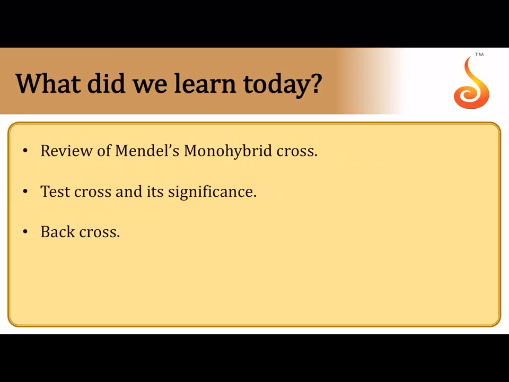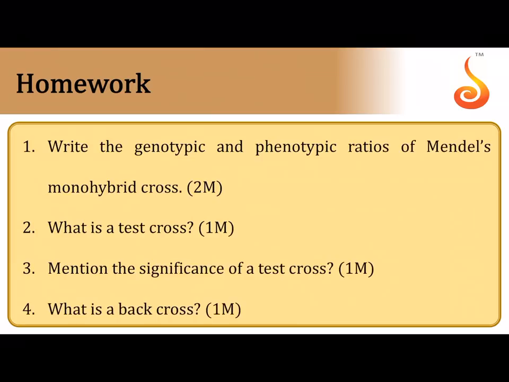Okay? So we learned a review of Mendel's monohybrid cross, test cross and its significance, and back cross, and also the significance of back cross. So I want you to write for homework only the genotypic and the phenotypic ratio of Mendel's monohybrid cross, 1 mark each. Then please write what is a test cross, mention the significance of test cross, and please write what is a back cross. So please go through the slides, revise, rewind it, and see I have written all the definitions. Write it down in your book, go through the NCERT, and do your homework.